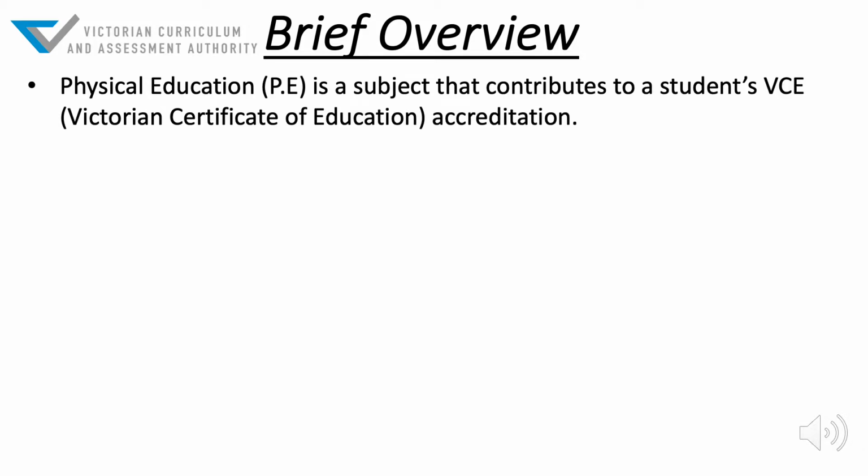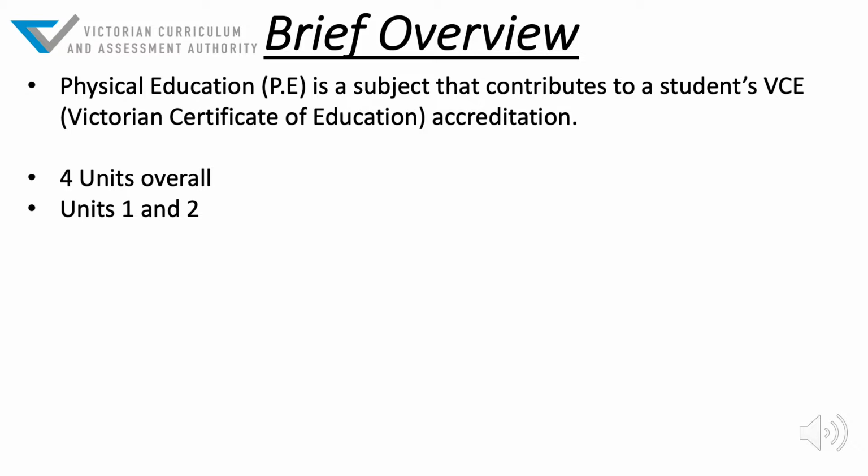So here's a brief overview of the VCE curriculum. Physical education is a subject that contributes to a student's VCE, or Victorian Certificate of Education, accreditation. There are 4 units overall that need to be completed in PE in order to achieve a satisfactory result. Units 1 and 2 we'll be focusing on.